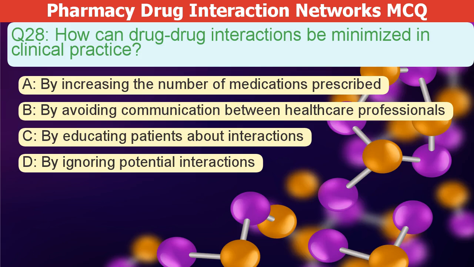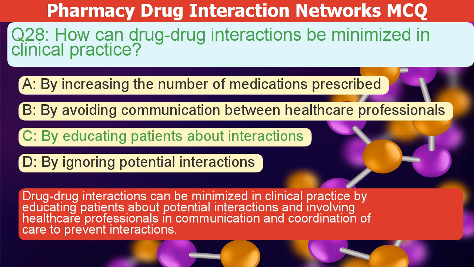How can drug-drug interactions be minimized in clinical practice? A. By increasing the number of medications prescribed. B. By avoiding communication between healthcare professionals. C. By educating patients about interactions. D. By ignoring potential interactions. The correct answer is C. Drug-drug interactions can be minimized in clinical practice by educating patients about potential interactions and involving healthcare professionals in communication and coordination of care to prevent interactions.